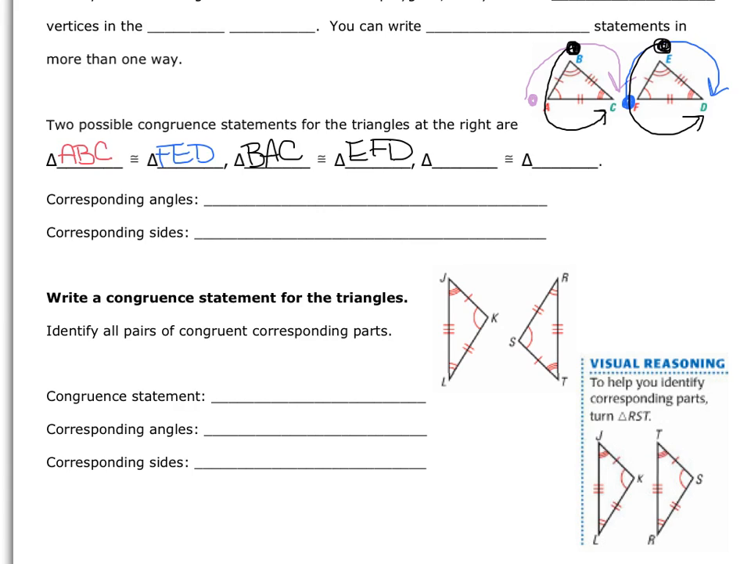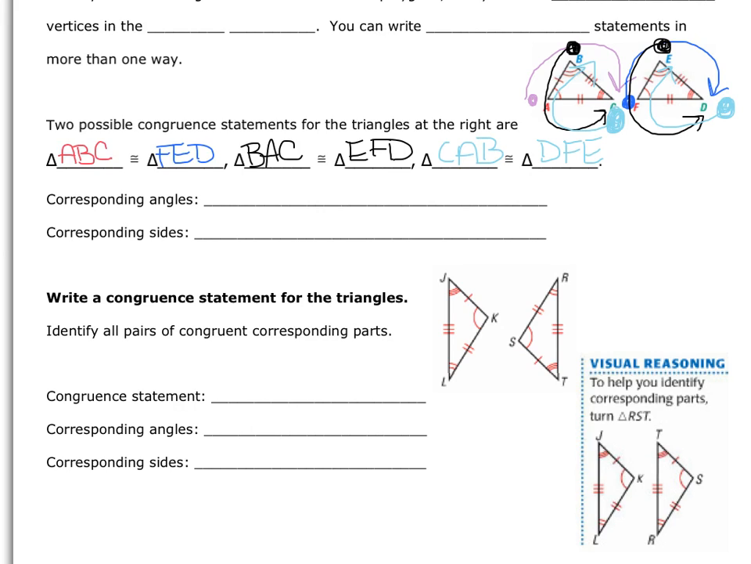Let's say we wanted to start at, and again, it doesn't matter what triangle you start with. So if we start with C, and let's go around, we're going to go CAB. Then we have to make sure we match the order of the other triangle. So we're going to have to start at D and go DFE.